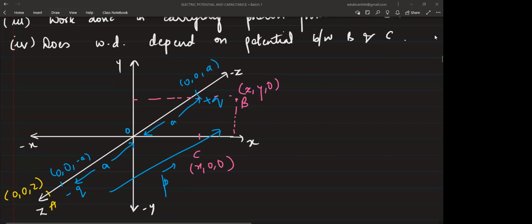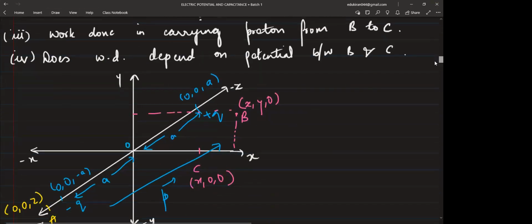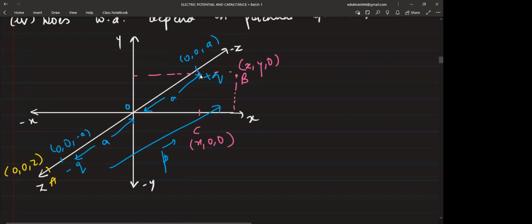Yes, class. Now, I hope you've practiced this question once. Two charges are there. They are placed at separation minus A, plus A, meaning one is at A from the center, the other is at A from the center again. So the total distance that we have here is 2A, right?